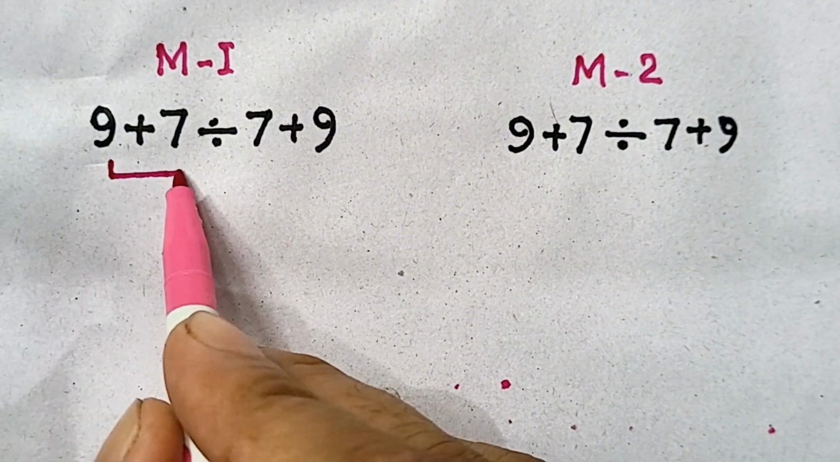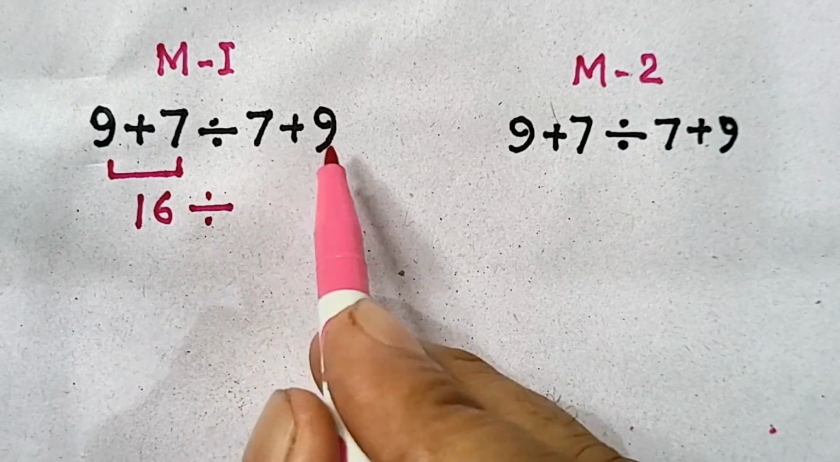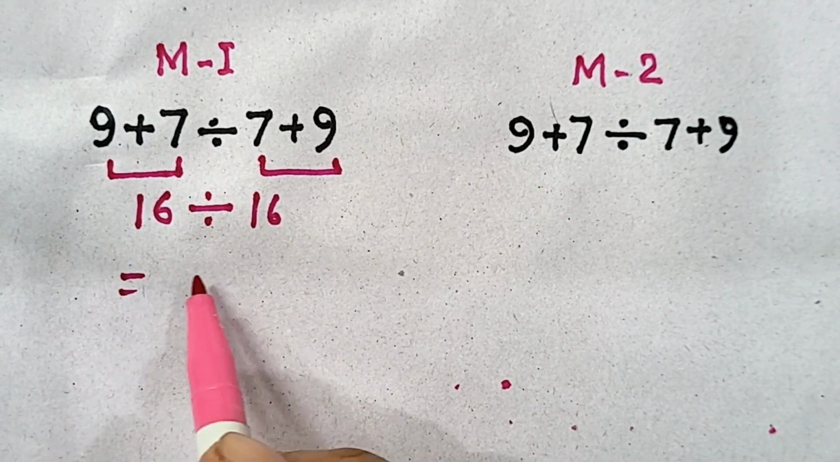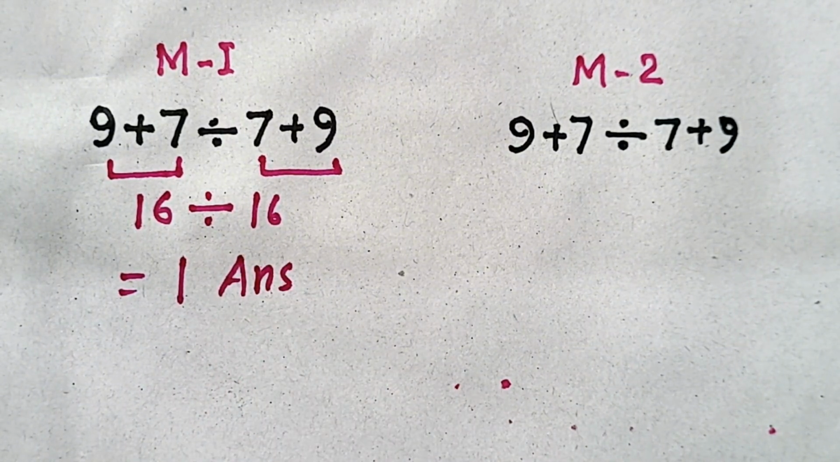First of all, 9 + 7 is equal to 16, divided by 9 + 7, which is 16. Now 16 divided by 16 is equal to 1. Hence, in the first method our answer is 1.